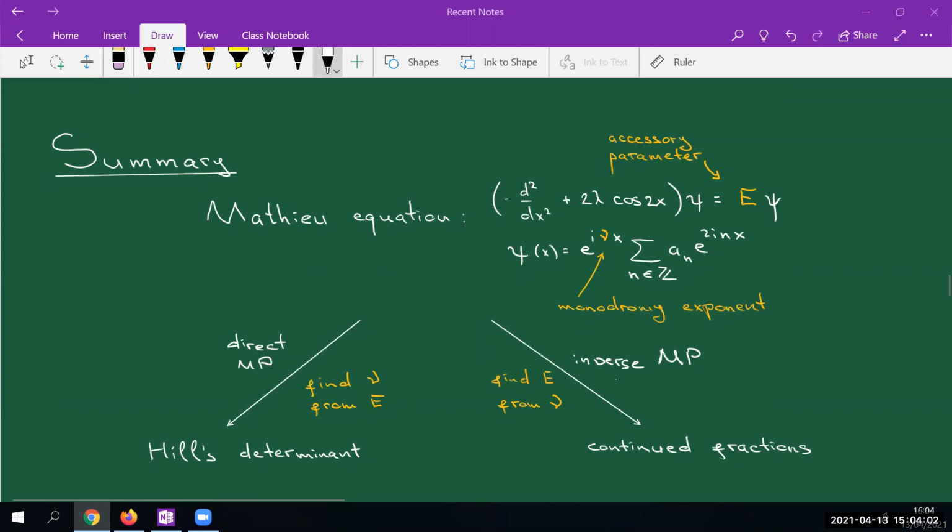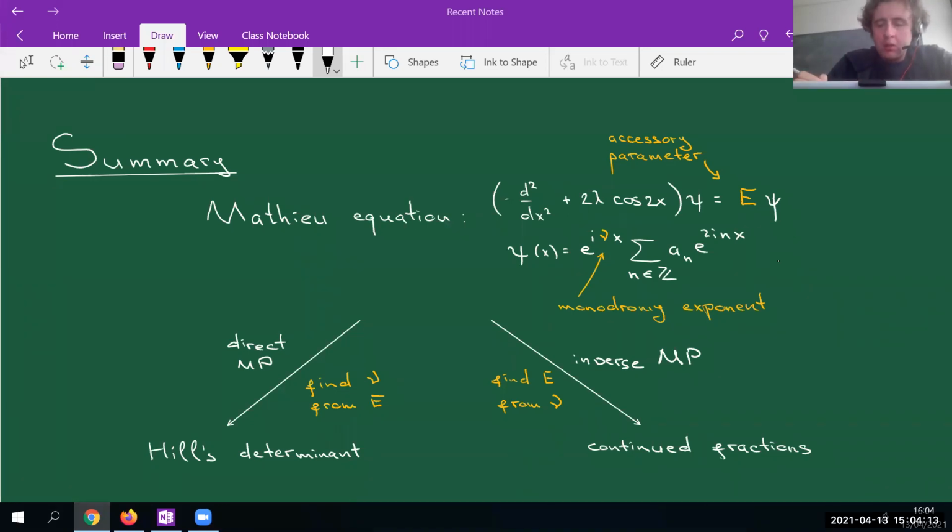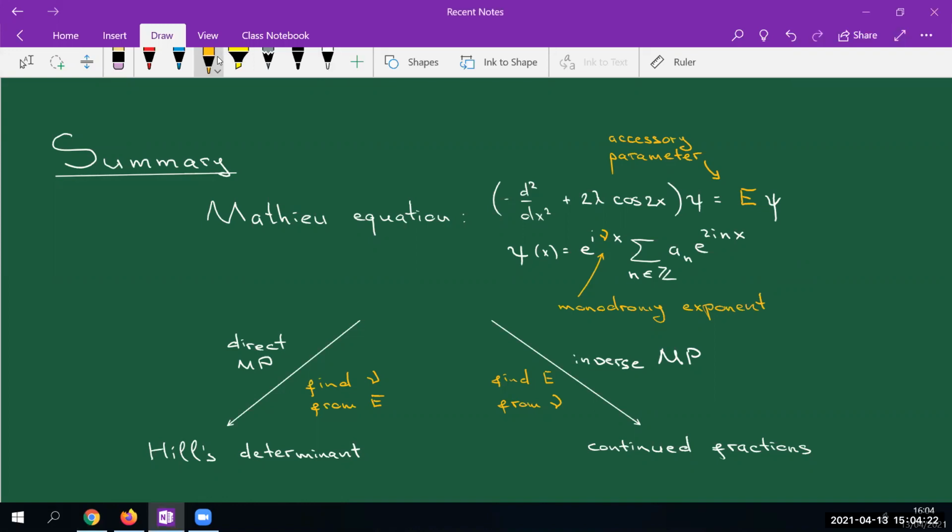Yes. Okay, good. So just to summarize what we have done the last time. We studied this Mathieu equation, which was actually a one-parameter family of equations. So we considered this parameter lambda as fixed, and the one-parameter family was parameterized by this energy E. And then to every equation in this family, we associated a value of monodromy parameter, so this quasi-momentum mu.